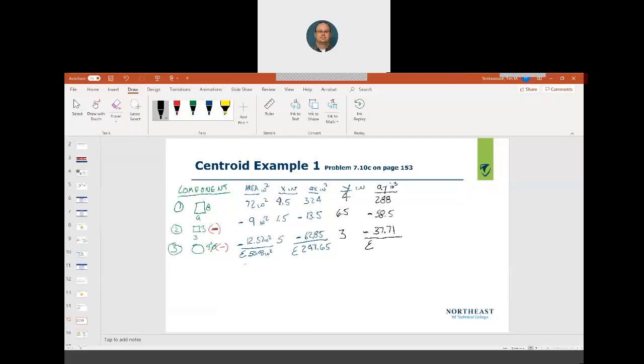So 288, now I'm subtracting the holes out, minus 58.5 minus 37.71. That equals 191.79.